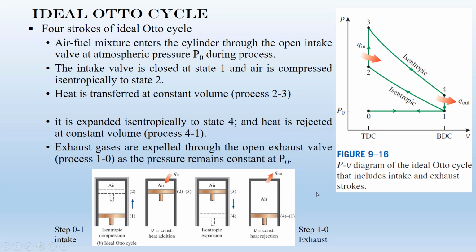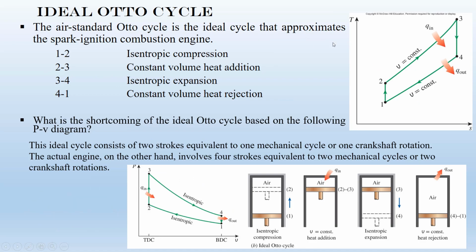Now, question: okay, we solved the problem. Now we have four strokes. What happened to the W net? So we need to check if the W net changes. Look, guys, the W net for the ideal Otto cycle. Let's go back here.